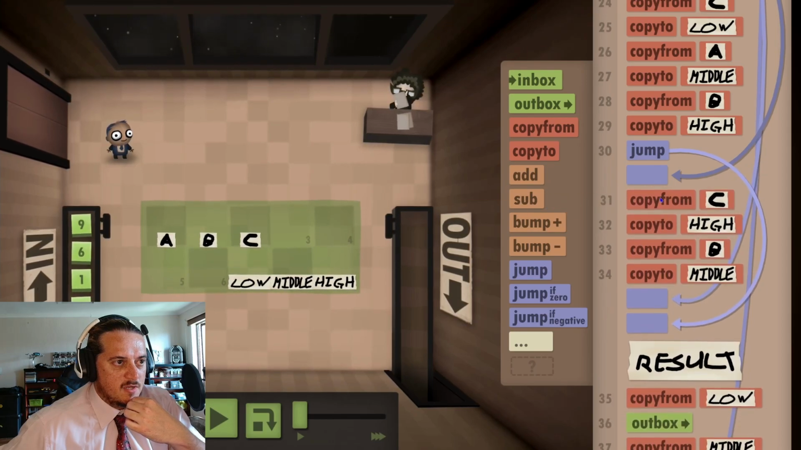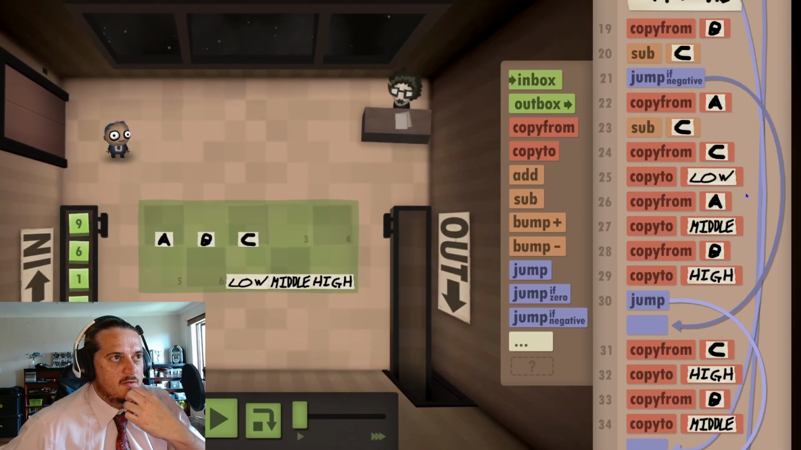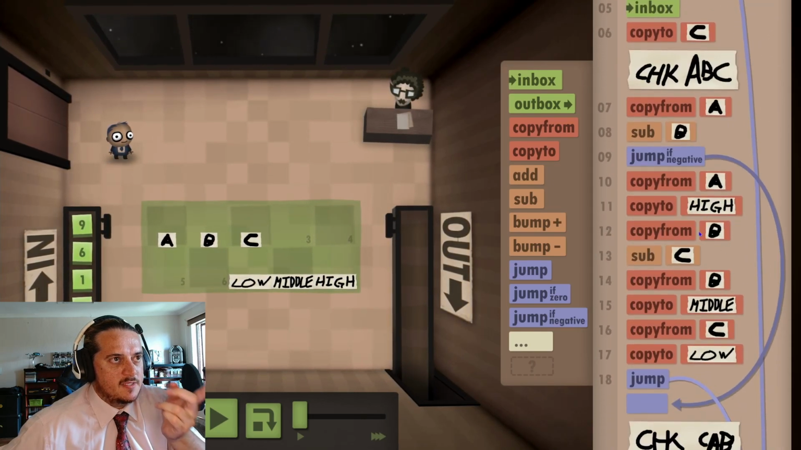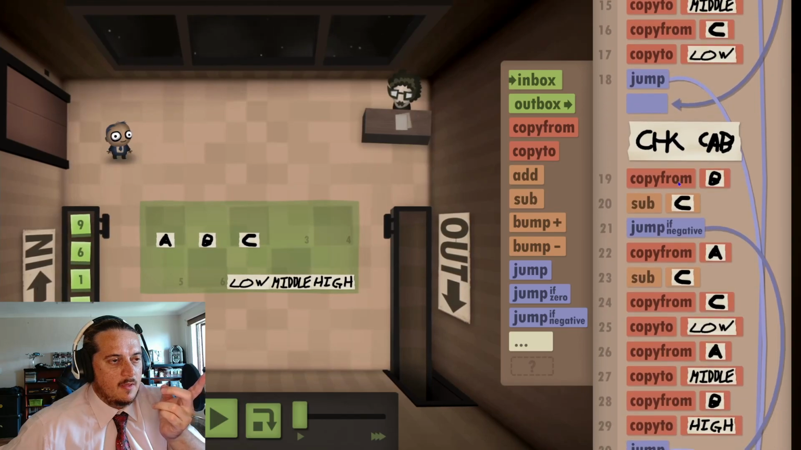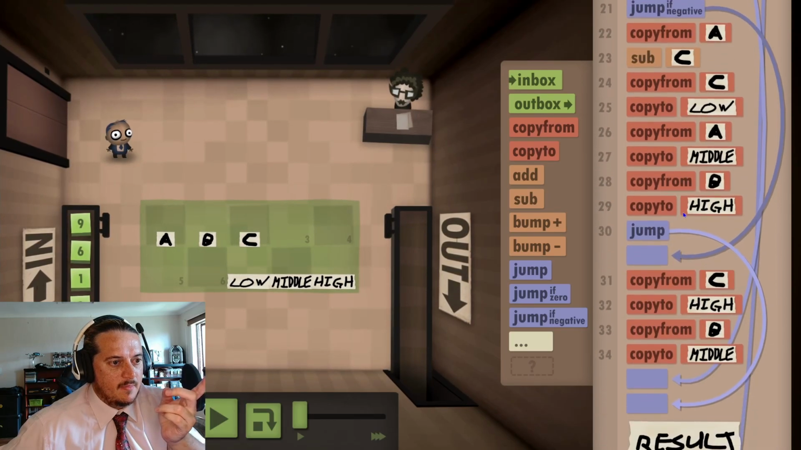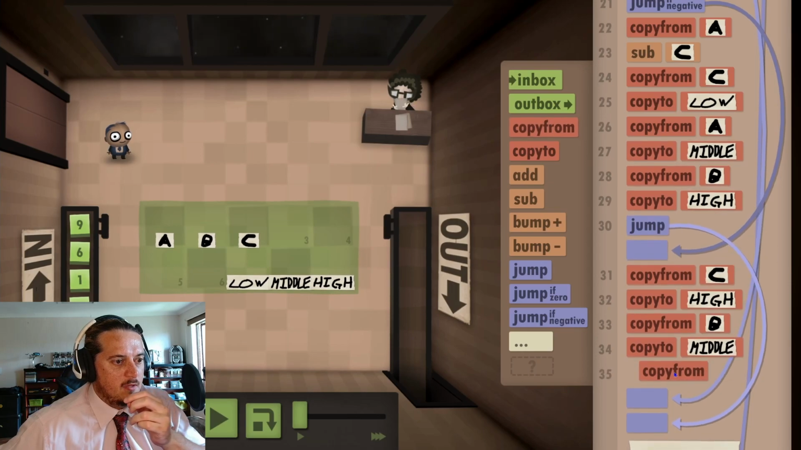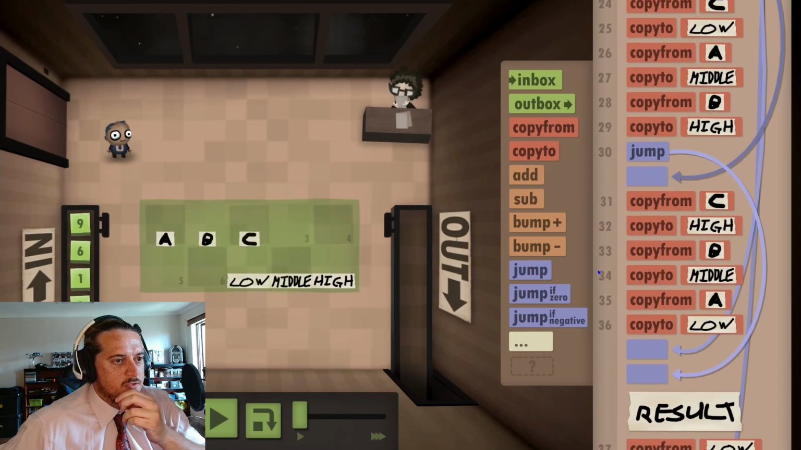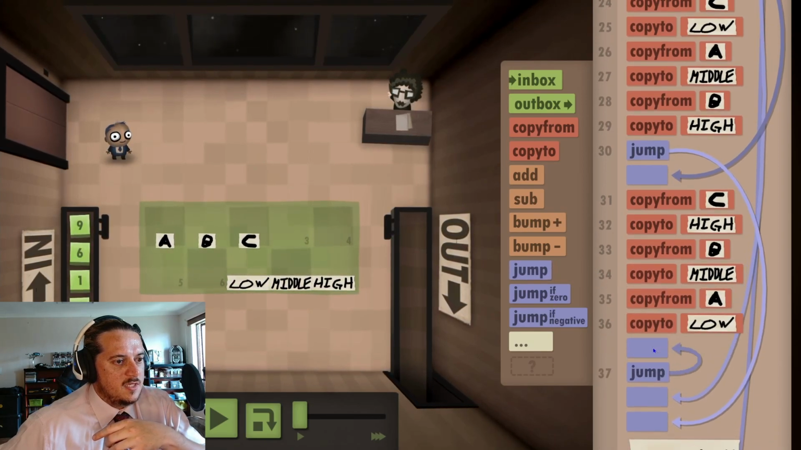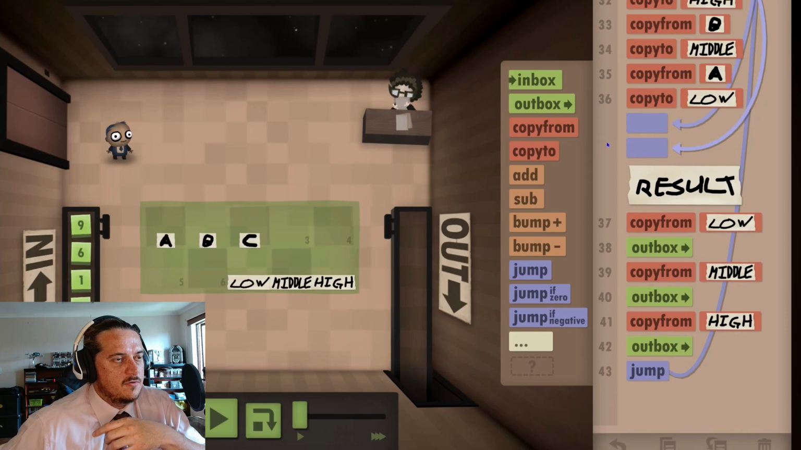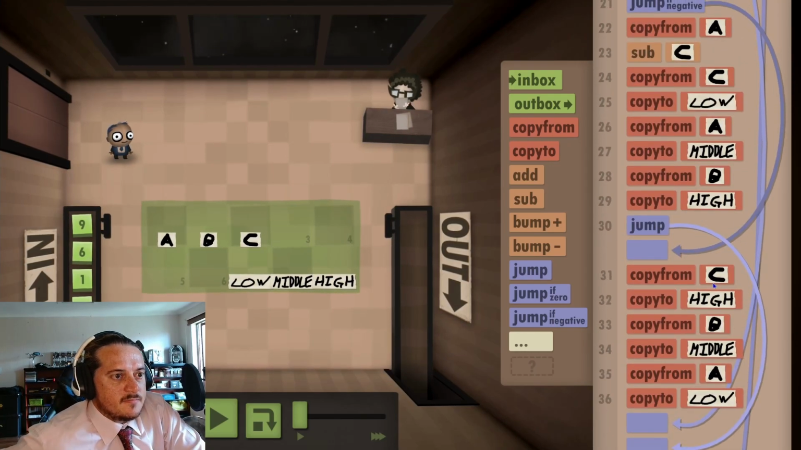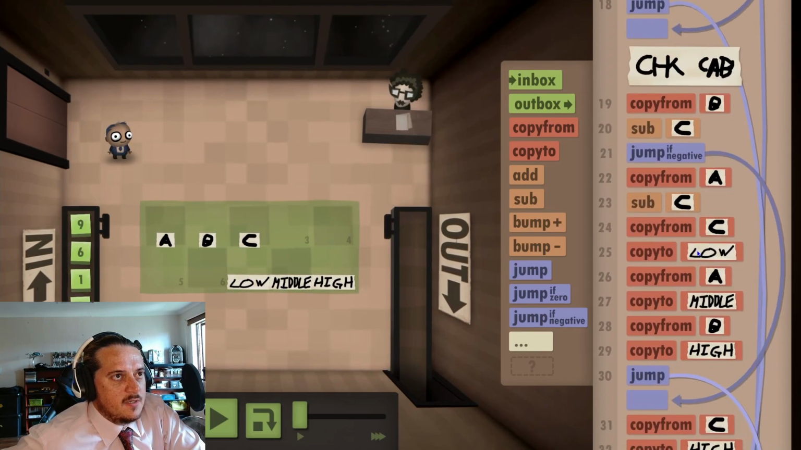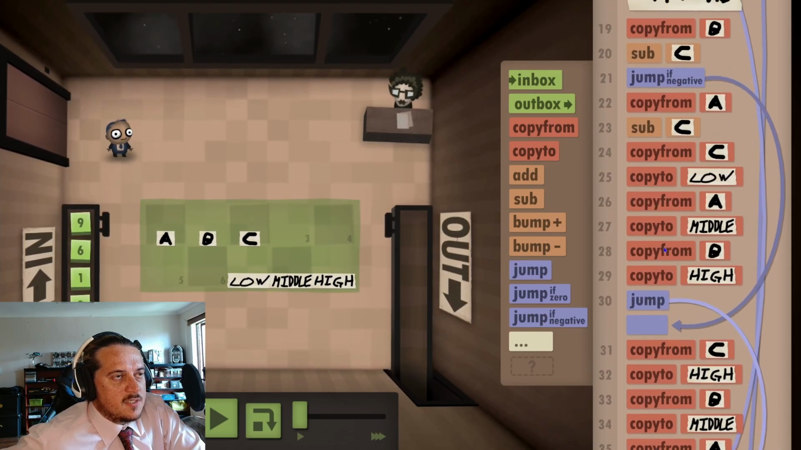Let's take this on. Copy from C, copy to high. So here I'm saying that B is higher than A. Then I'm saying C is higher than A. So then we copy from C, copy from A. Then we put it low, so then I've got CBA. CBA goes through there. I don't need to jump that. Check CBA. CAB, check CBA.